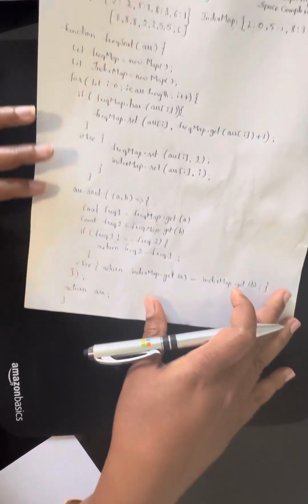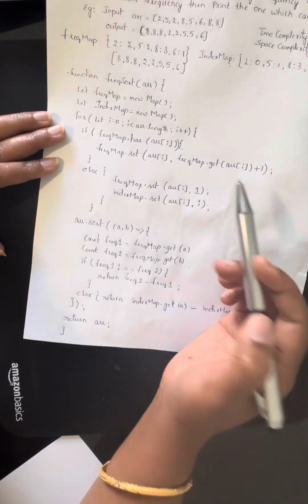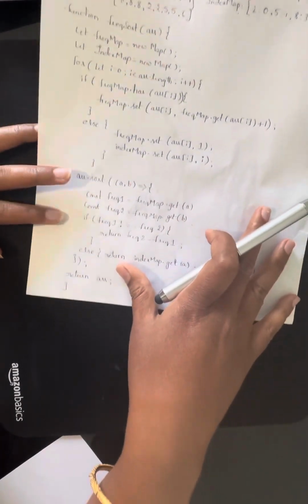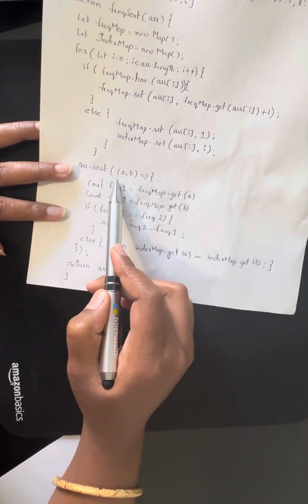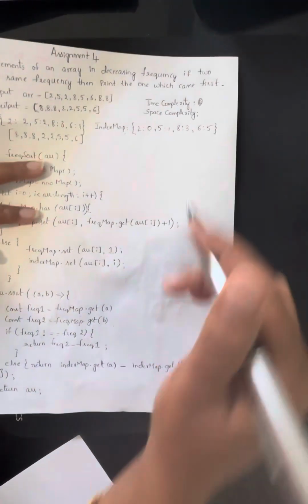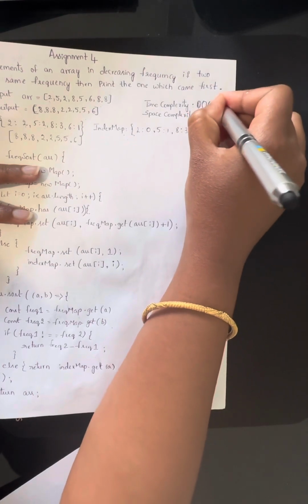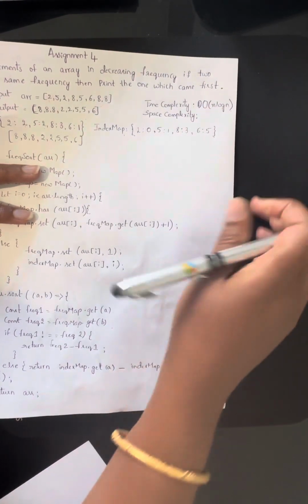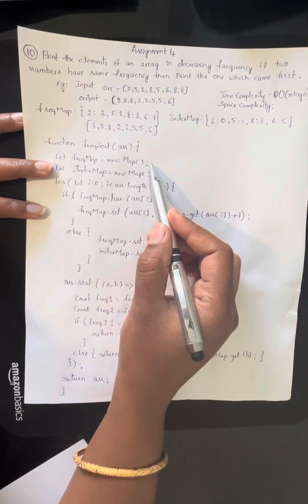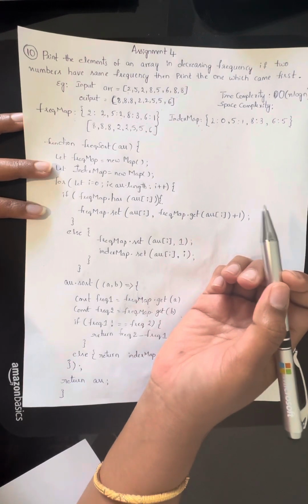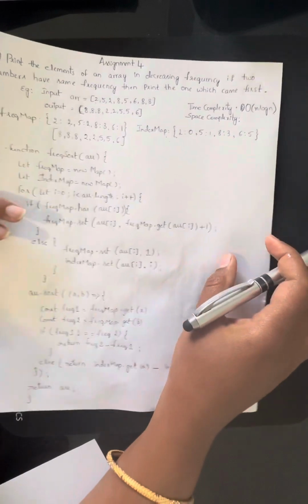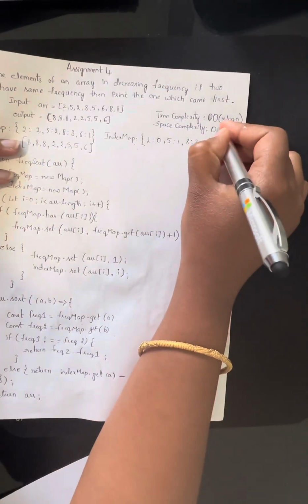So this is the code for the problem. Here we are just iterating through the array only once, but we are using the array.sort function, which has a time complexity of big O of n log n. And since we are using two maps here, each map takes a space of n. So we are using two maps, which is 2n. Since 2 is constant, the space complexity becomes big O of n.